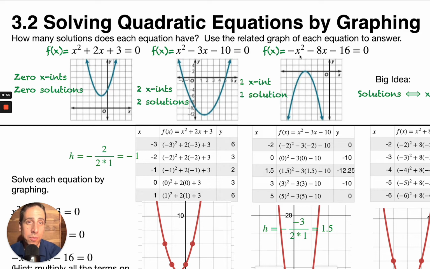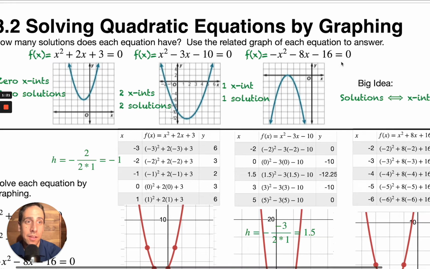And what about this one over here? You could graph it. F of x is equal to negative x squared minus 8x minus 16. You could throw that into your Inspire or Desmos graphing calculator, and you'd see that it touches just barely, as tangent to the x-axis at exactly 1 point. There's one x-intercept and therefore one solution to this equation.